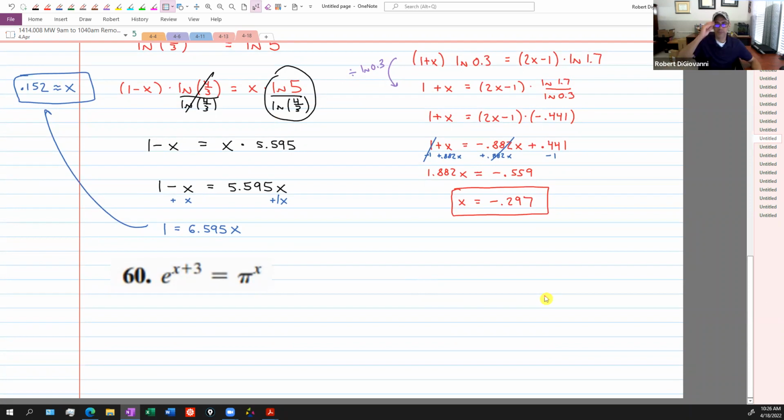Look at this one. This looks weird. e to the x plus 3 equals pi to the x. I have x's on both sides in the exponent. The bases are numbers, right? e is a number, pi is a number. Okay, fine. I'm going to bring in the natural log. I'm going to pop the powers out front.